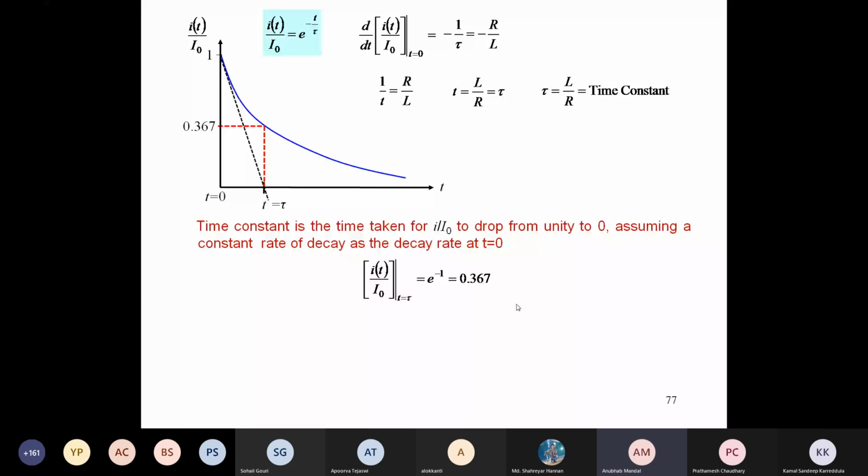The actual definition of time constant is the time taken for i_t by I naught to drop from unity to 0, assuming a constant rate of decay equal to the decay rate at t equal to 0. That means at t equal to 0, whatever rate it was decaying, if we follow that rate, the time at which it will become 0 is called the time constant of the circuit. We will see it has a lot of applications, and a lot of times you will encounter this term time constant.